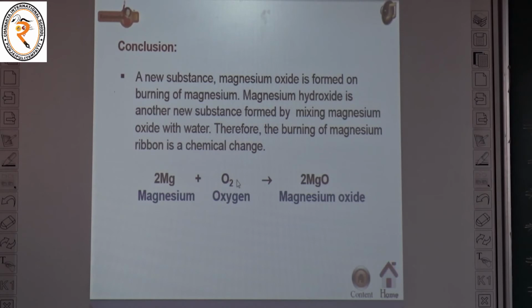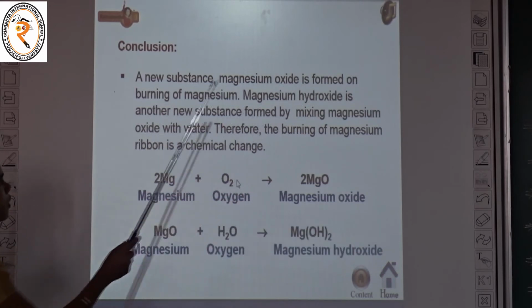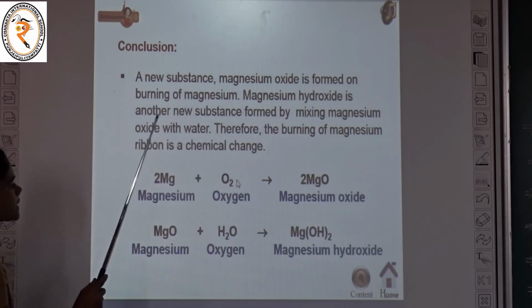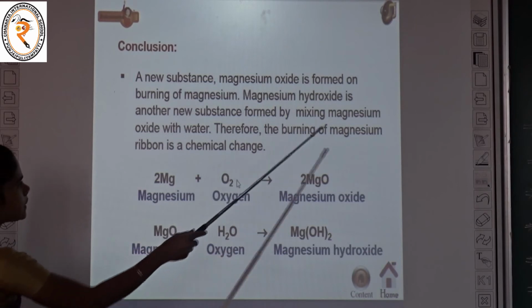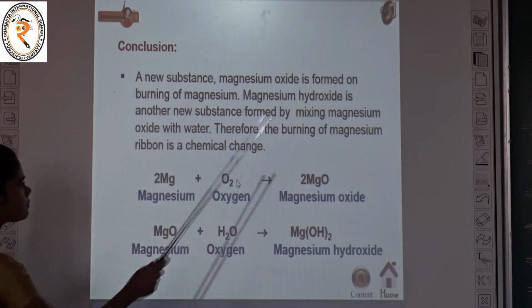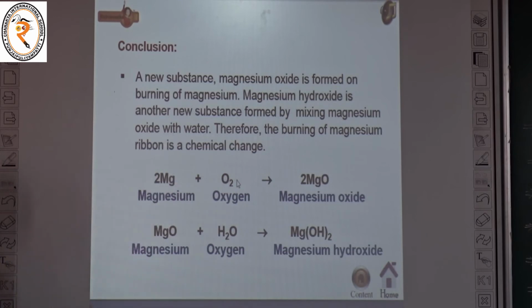So what is the conclusion? A new substance, magnesium oxide, is formed on burning of magnesium. So magnesium hydroxide is another new substance formed by mixing magnesium oxide with water. Therefore, the burning of magnesium ribbon is a chemical change.